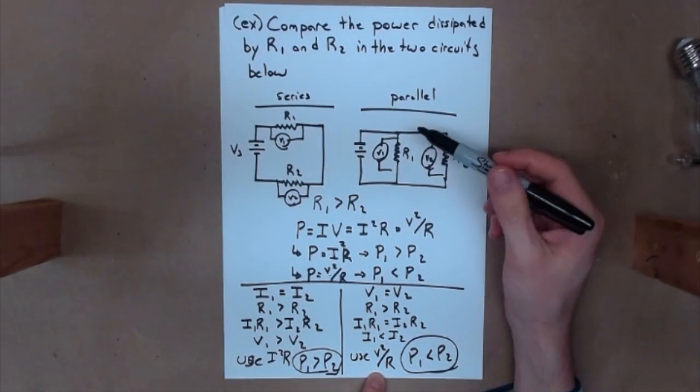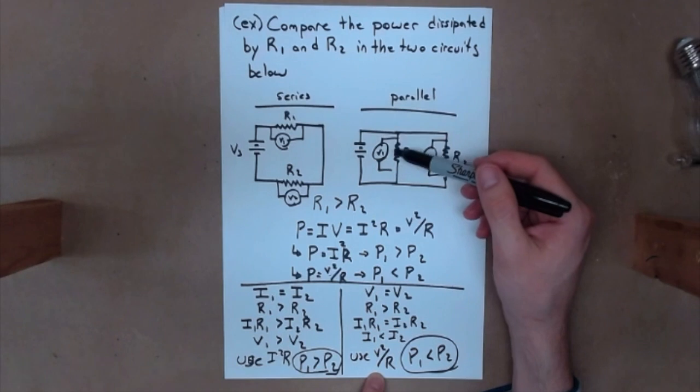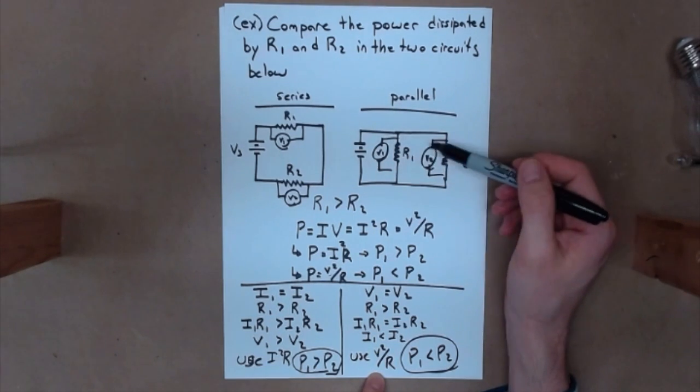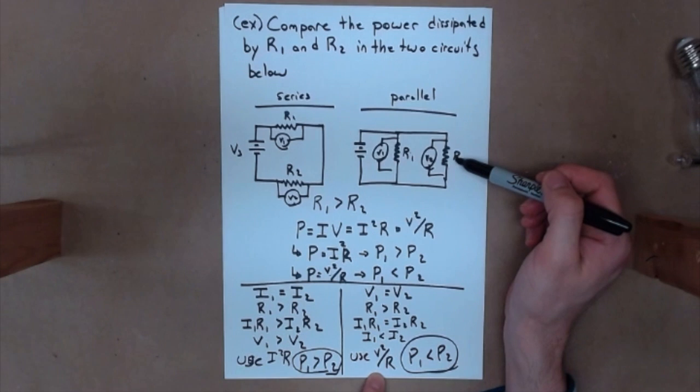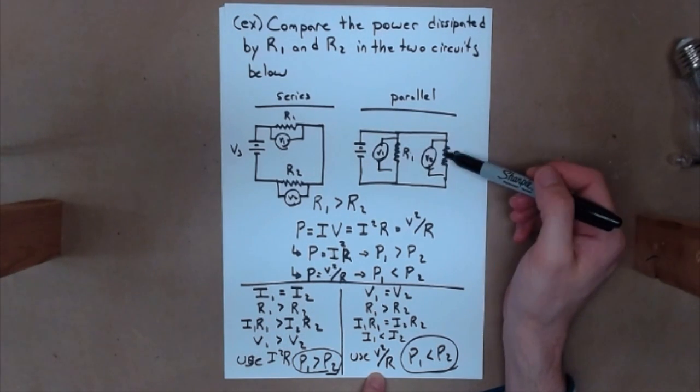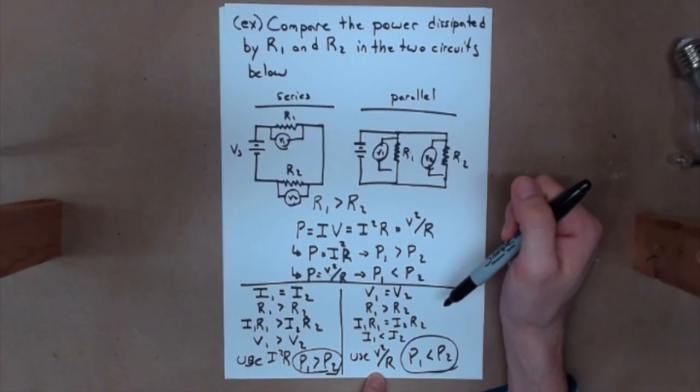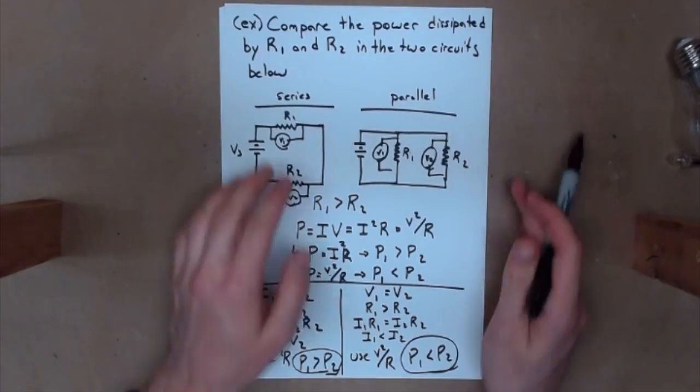Okay, again, think about what this means. Well, if the potential difference is the same across the two, it's as if each resistor is connected directly to the battery, which means a smaller resistor will have a larger current. Power is equal to IV. Same V, larger current means larger power.